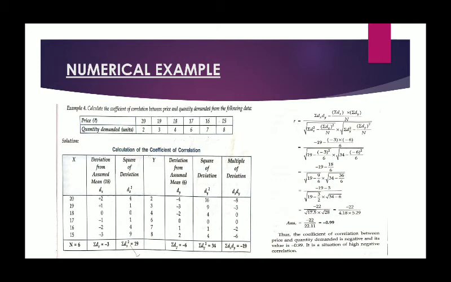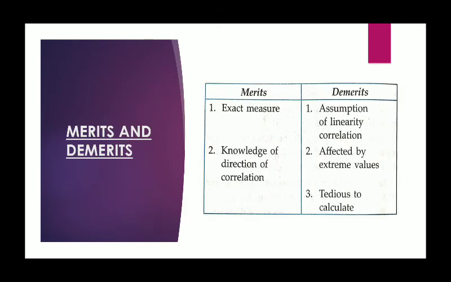Now every method has some merits and demerits. The first merit of the method is exact measure. Yes, it gives us an exact measure of degree of correlation between two variables. And the second one is knowledge of direction of correlation.